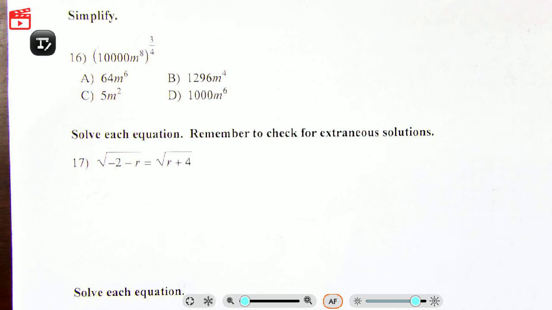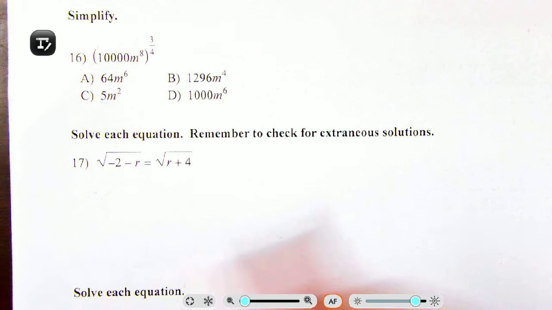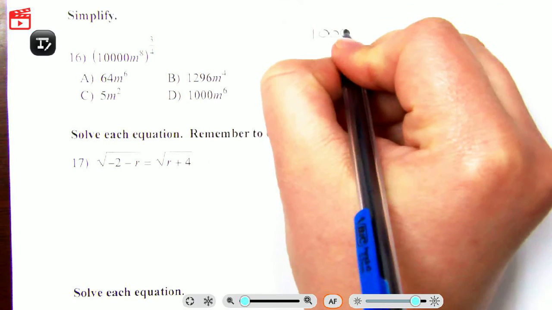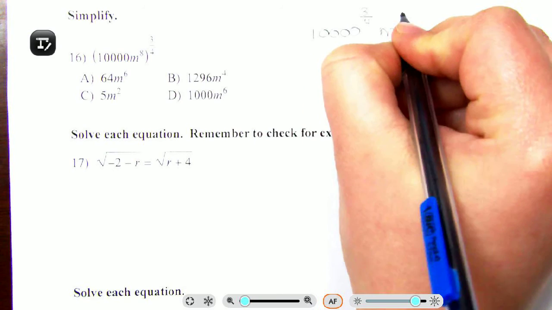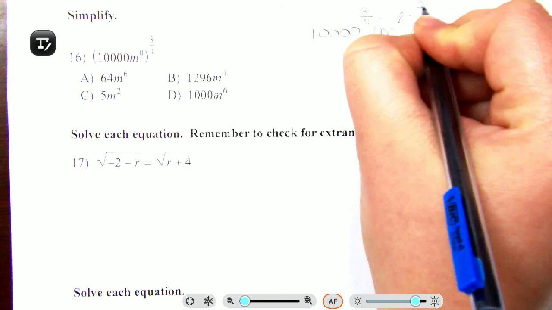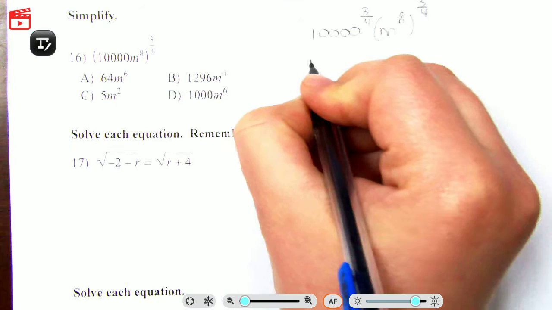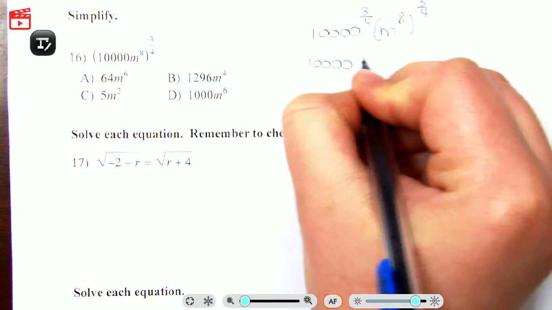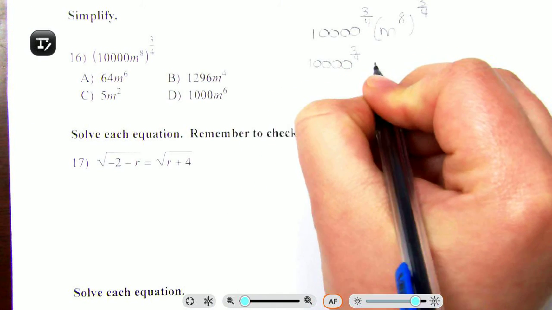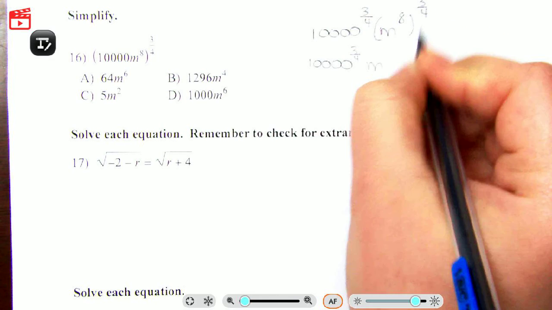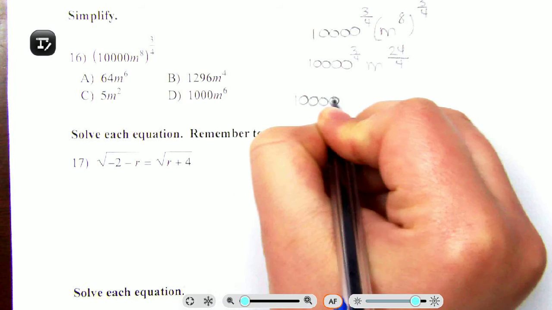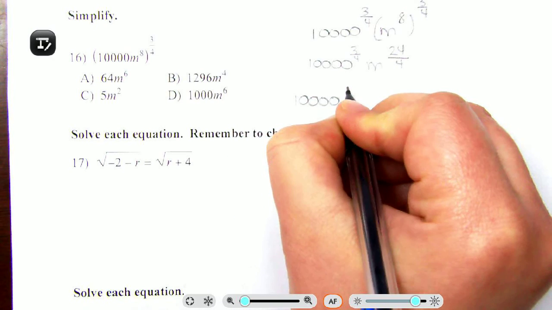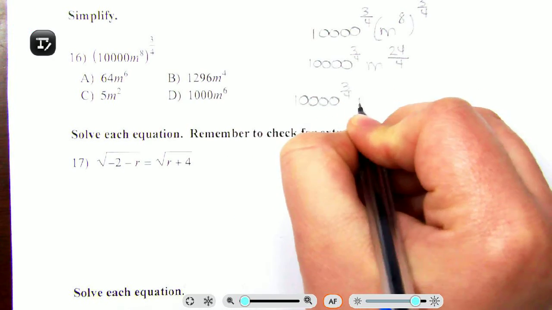Number 16 is multiple choice. Multiple choice, you may like it, you may not, but we're going to still solve it. First thing we need to do is rewrite this using our power property. If we're raising it to a power, we're multiplying. So we have 10,000 to the 3/4 power, and then this is m. 8 times 3 is 24 over 4. So we have 10,000 to 3/4, and this is m to the 6th power.